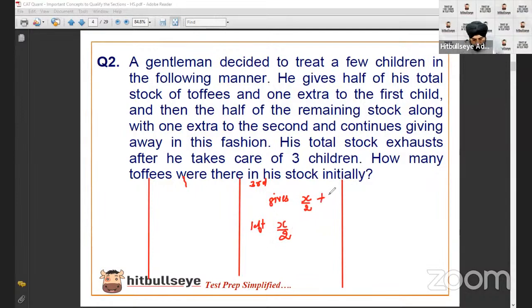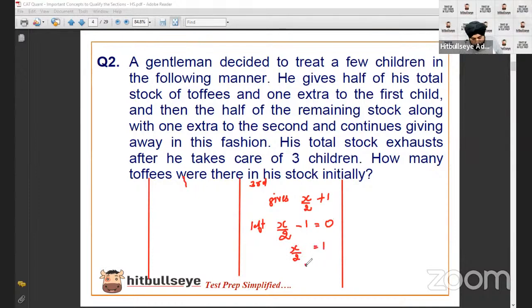Then he gives one more, or he is left with one less. Mind it, I'm making an equation because I'm making you understand this concept. He has a total of X toffees. If we assume hypothetically, he gives X by 2, so he's left with X by 2. Then he gives one more, so he's left with one less. And because he has exhausted all his toffees, that means his net balance is given to be 0. Just solve it.